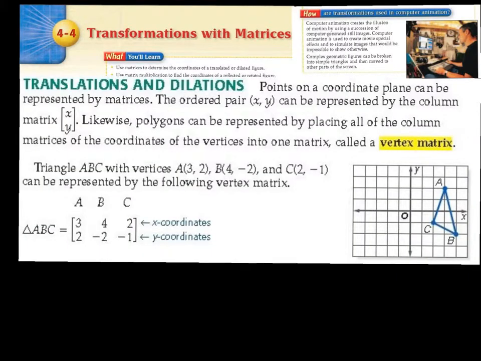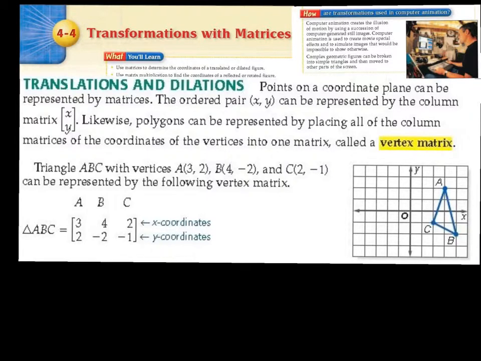Points on a coordinate plane can be represented by matrices. The ordered pair (x, y) can be represented by the column matrix [x; y]. Likewise, polygons can be represented by placing all of the column matrices of the coordinates of the vertices into one matrix called a vertex matrix.